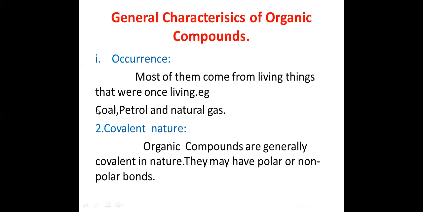They came from the dead remains of plants and animals which are buried under the earth's crust. After millions of years, due to high temperature and pressure under the earth, they are converted into coal, petrol, and natural gas. So most of these organic compounds come from living things that were once living, and now we can also prepare organic compounds in the lab. Urea is one example which we can make artificially.